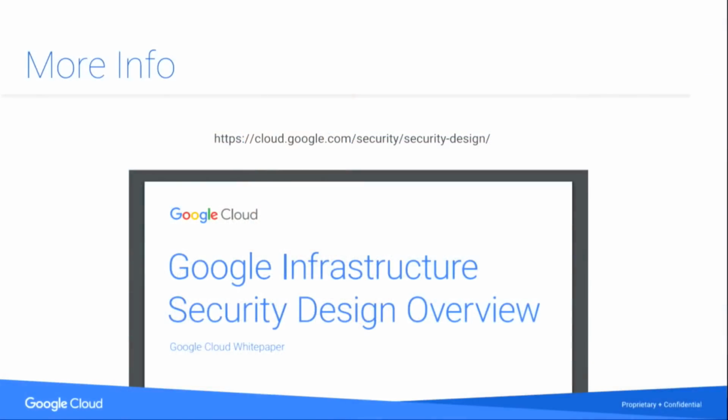So we've just briefly touched on the infrastructure design. To find out more, I'd encourage you to look at our white paper that we've published recently about the security design of our infrastructure, as well as a whole bunch of other resources that are available that talk about how we've designed and built our systems at Google.